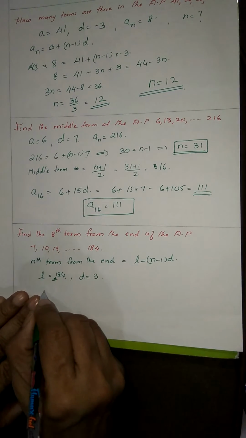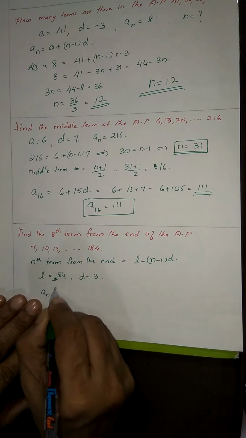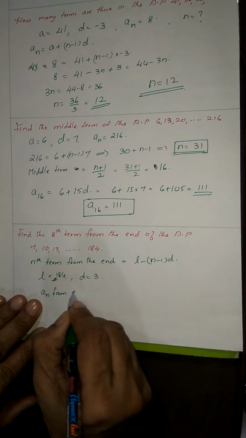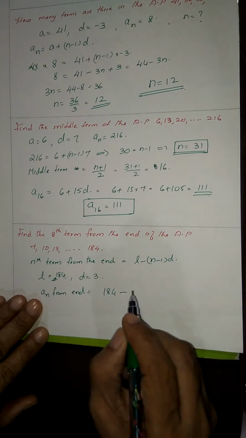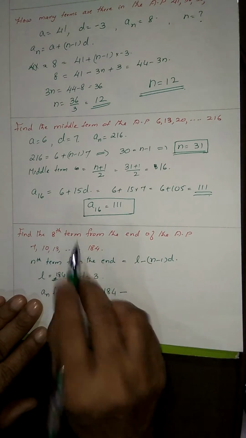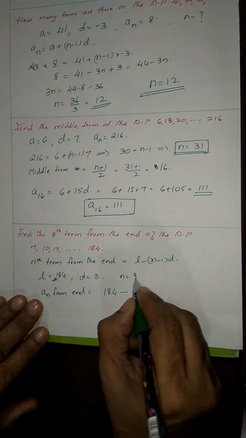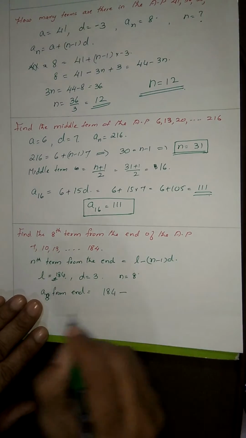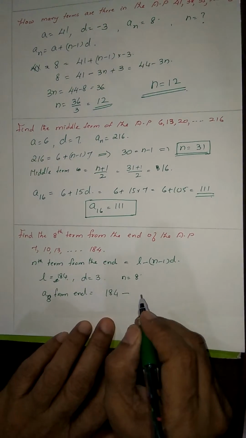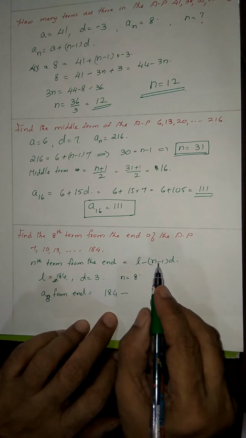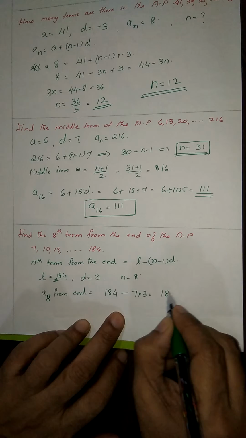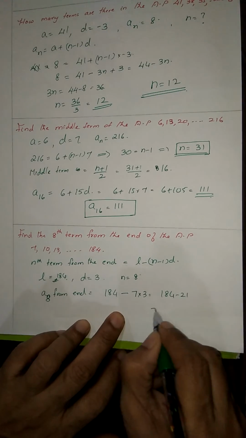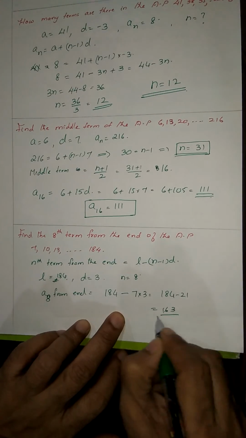So the nth term an from the end is equal to 184 minus n minus 1 into d. Find the 8th term, so n is equal to 8. So you have to find a8 from the end. So this is equal to 184 minus 7 into 3. So 184 minus 21, so 163.